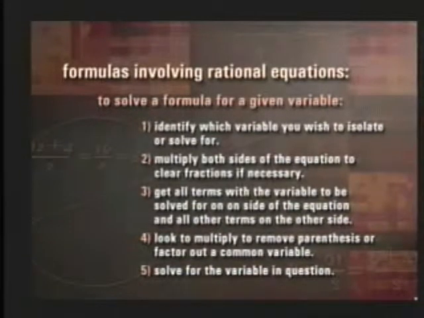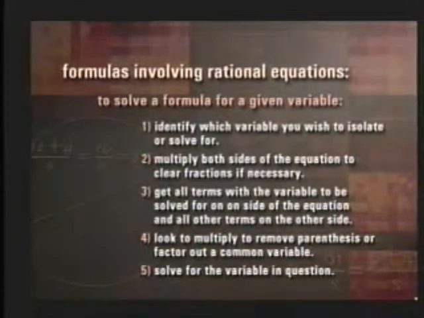1, identify which variable you wish to isolate or solve for. 2, multiply both sides of the equation to clear fractions if necessary. So we're going to have some with fractions in them. 3, get all terms with the variable to be solved for on one side of the equation and all the other terms on the other side. 4, look to multiply or remove parentheses or factor out a common variable. And 5, as always, solve for the variable in question.